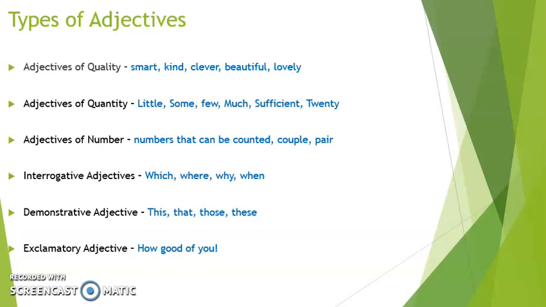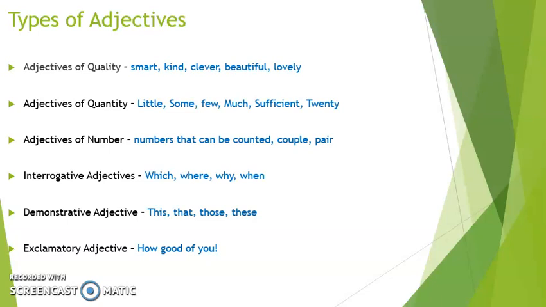Then what about adjectives of quantity? It tells the amount: little, some, few, much, 20. All these tell about the number or quantity. And we have another specification, adjectives of number. In fact, adjectives of quantity and adjectives of number go together. But why do we have adjectives of number as such? Because it tells about a specific number.